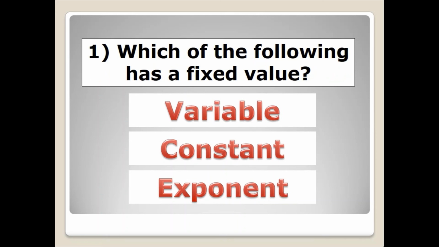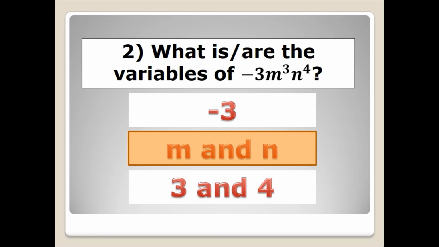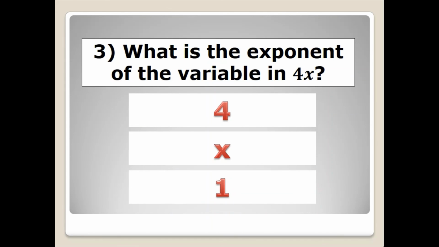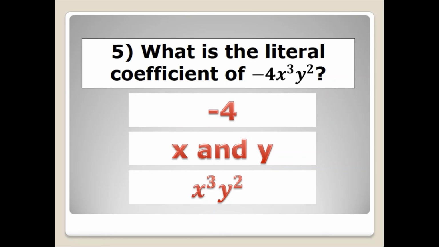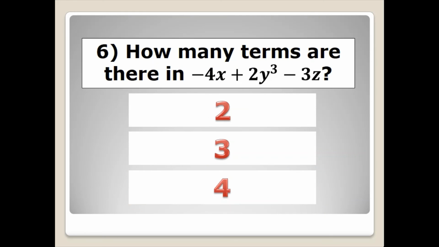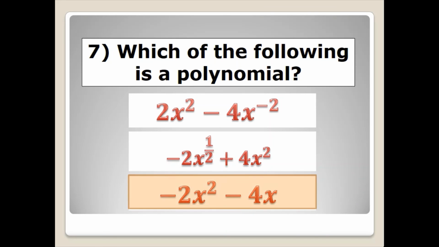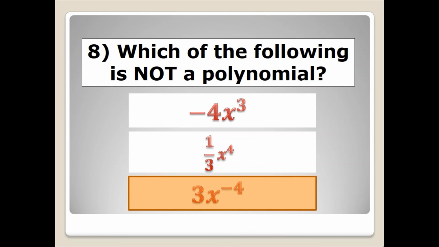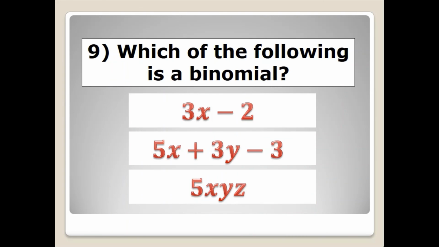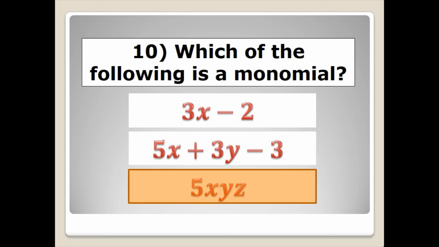Check your work. Number 1. Answer is constant. Number 2. M and N are the variables. Number 3. The exponent is 1. Number 4. The numerical coefficient is negative 4. Number 5. The literal coefficient is x cubed y squared. 6. There are 3 terms. Number 7. The polynomial is negative 2x squared minus 4x. Number 8. 3x raised to negative 4 is not a polynomial. 9. 3x minus 2 is a binomial. And number 10. 5xyz is a monomial.